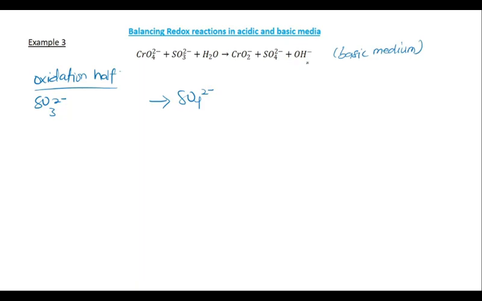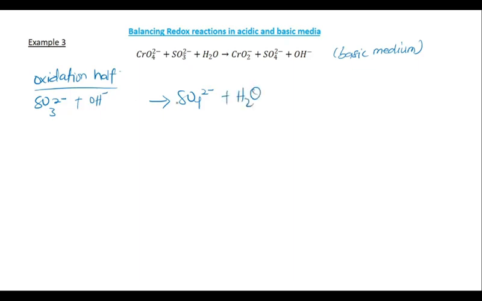Because of the OH- over here, we are not told whether it is in acidic or basic medium, but because we know OH- can only occur in basic medium, we are balancing this in basic medium. So now in basic medium we have S, so it's cool. We have oxygen here is 3, oxygen here is 4, so this side is deficient of oxygen, so we add what, OH-, and then we add what, water to this side.